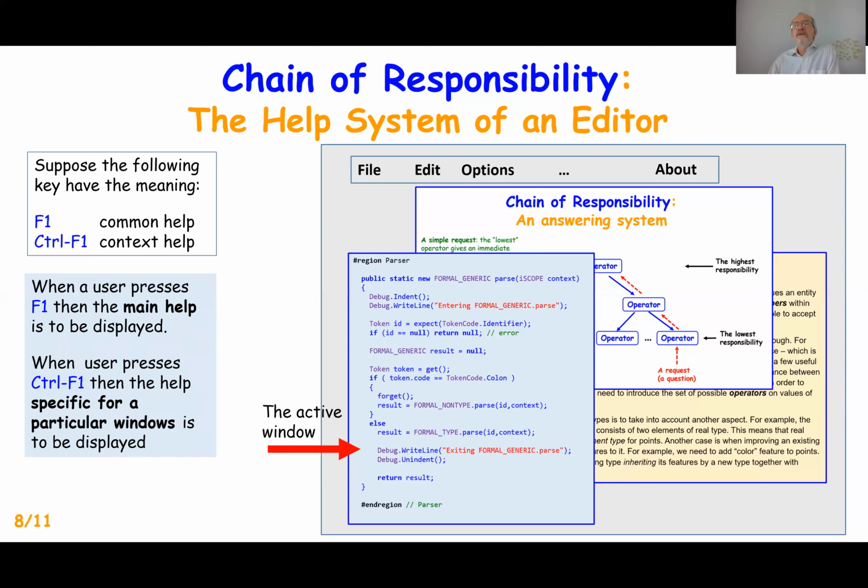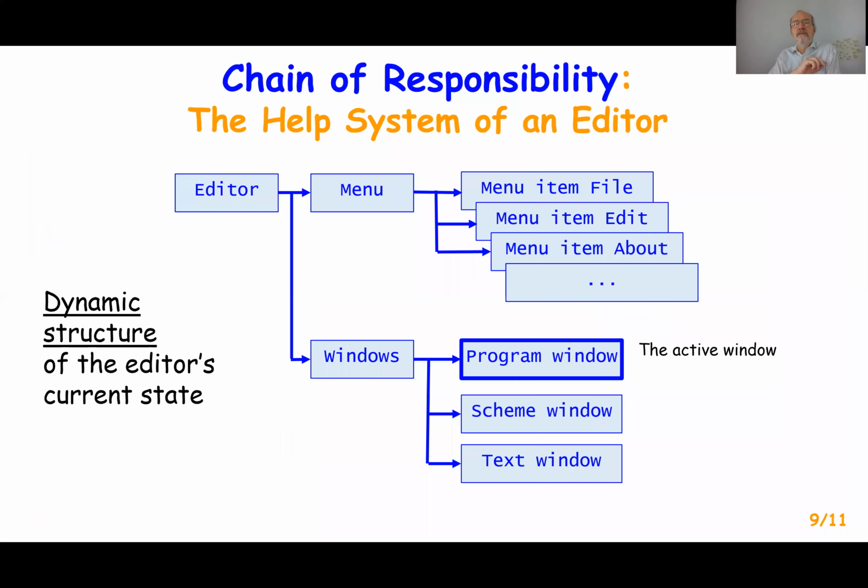Okay, this is just the comments of what I have already said. Main help is to be displayed for F1, and specific or context help will be provided by pressing the Ctrl F1 combination. Okay, look at the next slide. Here I have shown the approximate dynamic configuration of this text editor.